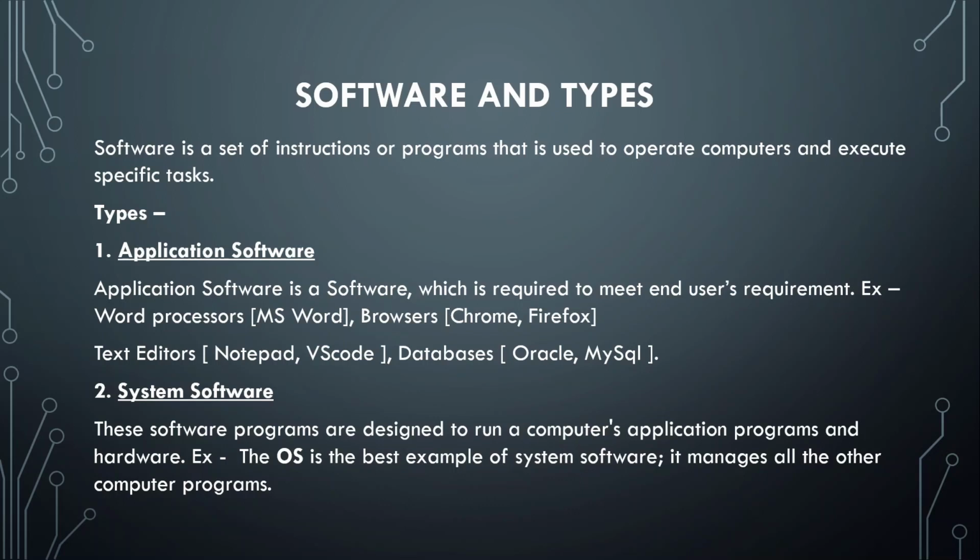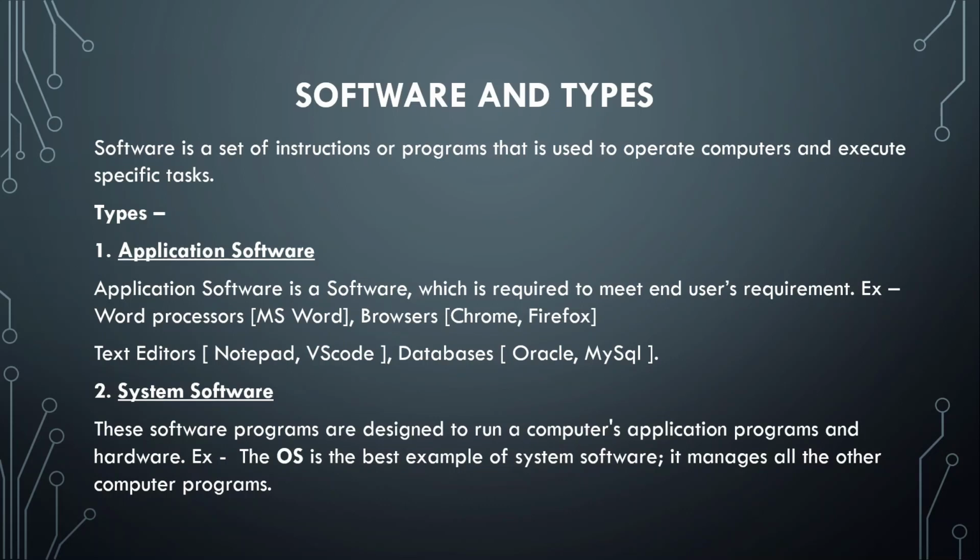Number one is called application software. So what does application software mean? Application software is software which is required to meet end users' requirements. Okay, so that sounds interesting, right? Basically, if you want to browse the internet, you will go to Chrome or any other browser, for example Firefox or Safari, and you will search for the content that you want to see, right? That particular browser is residing in your computer. That browser is application software which you can use anytime for surfing the internet.